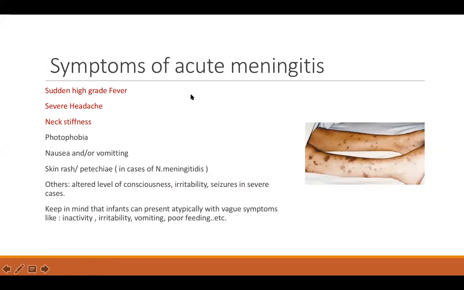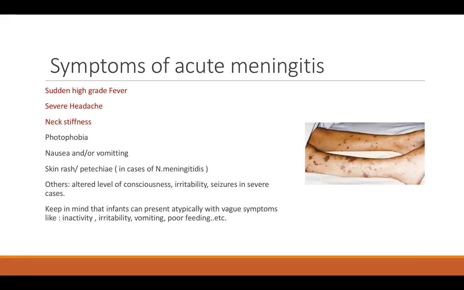So you have your classic triad of a sudden high-grade fever, in cases of bacterial meningitis. When we talk about viral meningitis, it's not going to be a very high-grade fever. Then severe headache and neck stiffness or nuchal rigidity. Those three are the classic triad of acute meningitis. Other symptoms may be photophobia, and the neck and leg signs, which we're going to talk about alongside examination.